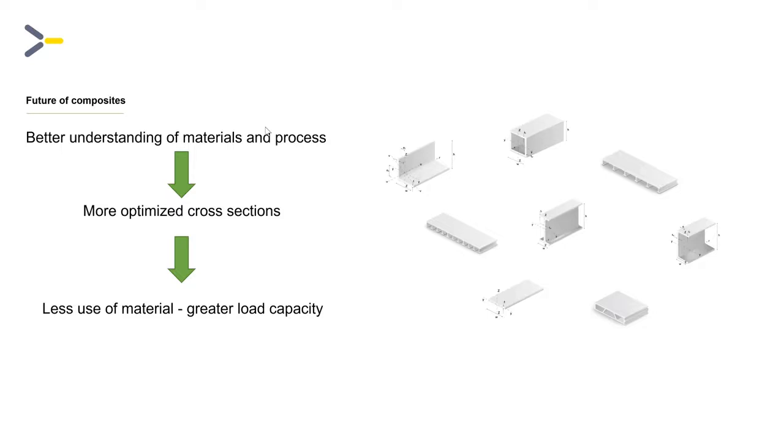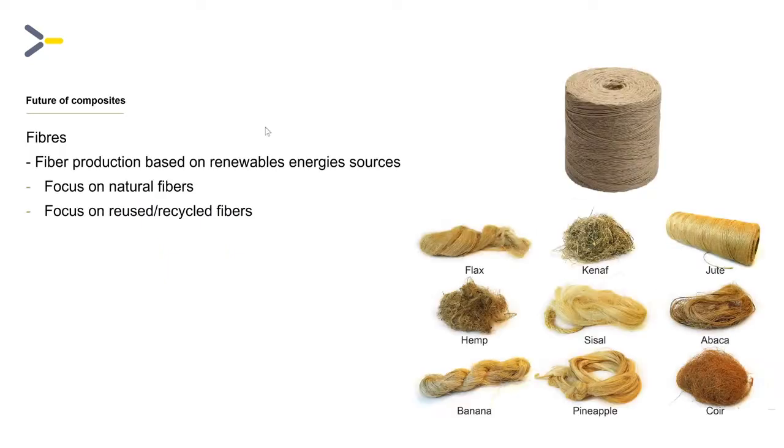So the easiest way, while still keeping the same resins and fibers, is just to have a look at the cross sections and optimize them with the knowledge that we have currently. But the next step could be to have a look at the fibers. As we saw in the previous slides, the fibers contribute to the strength and stiffness, but glass fibers, due to having to melt down sand each time, require a lot of energy.